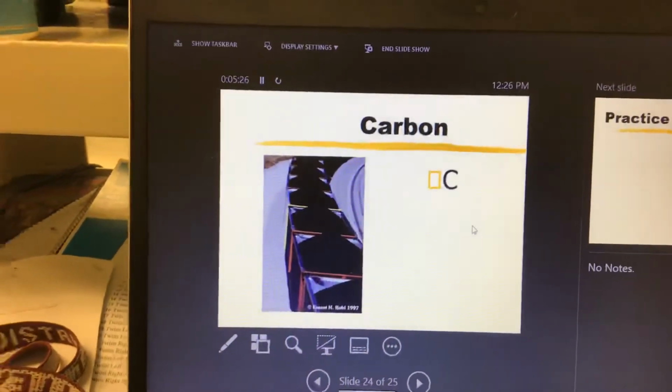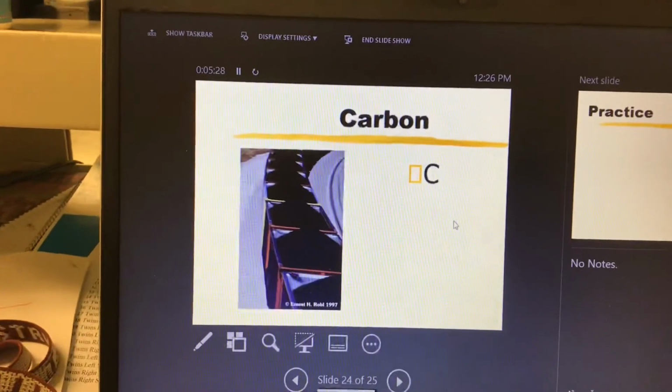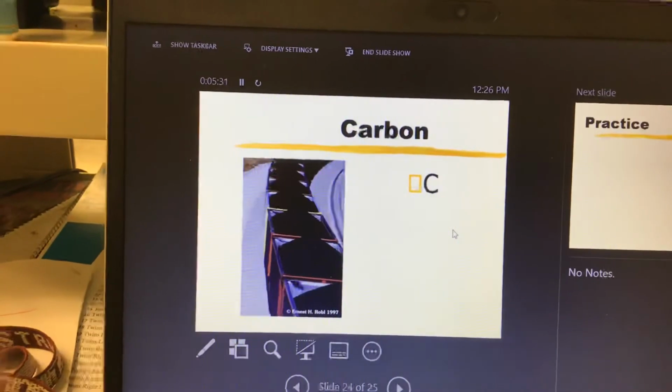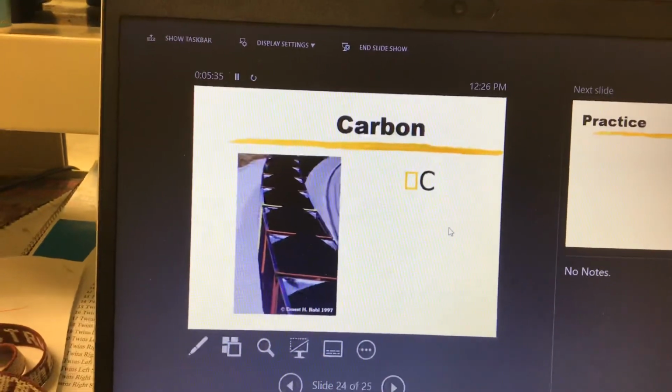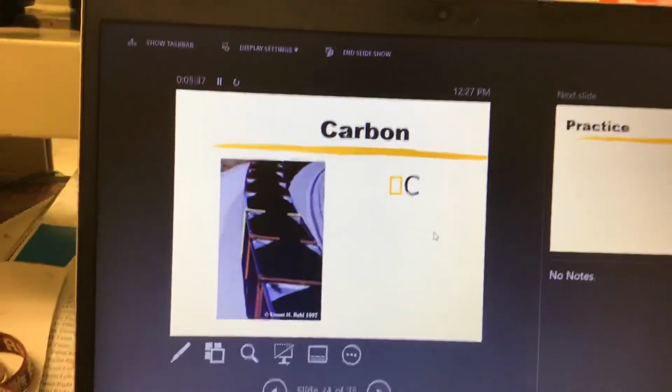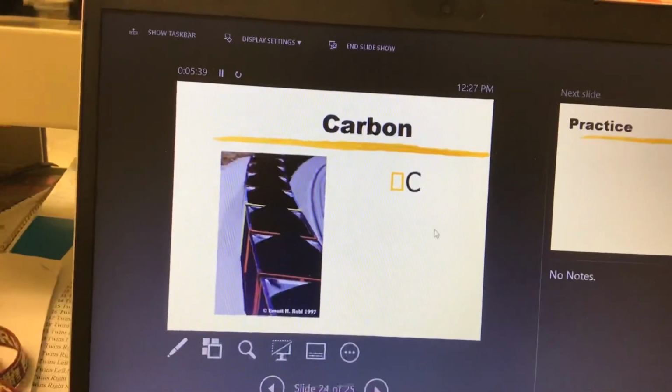So you must know all of those on a test or a quiz. I might just put C and then you have to say carbon, or I might ask for carbon's symbol and you have to say C. Okay?